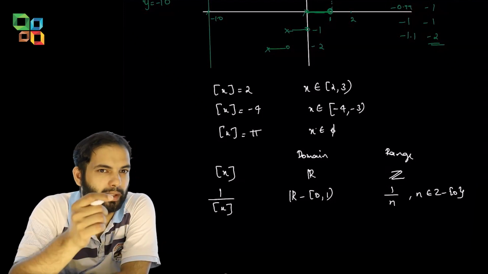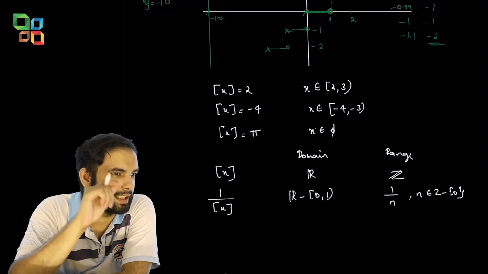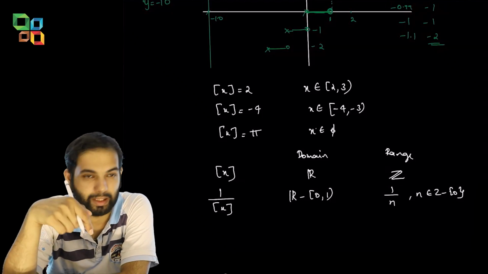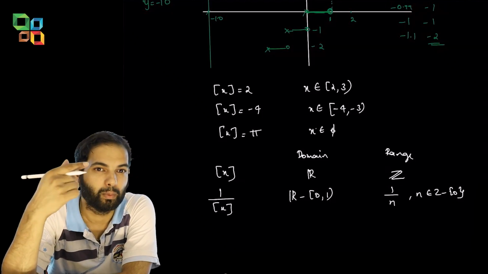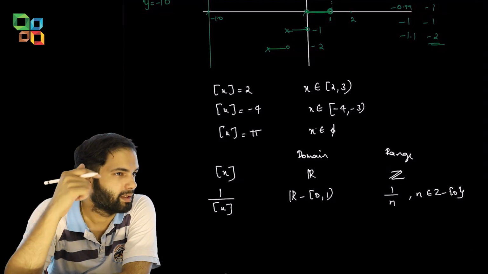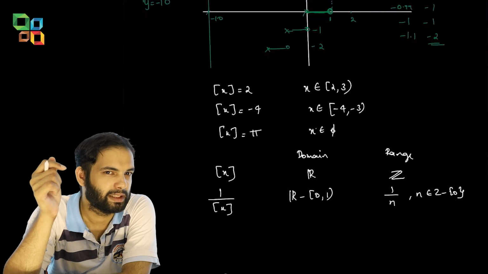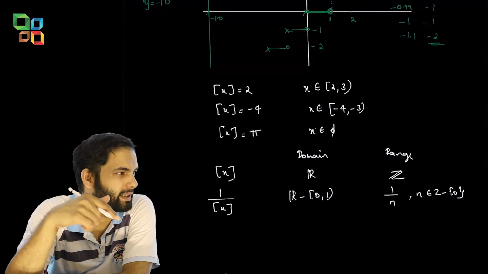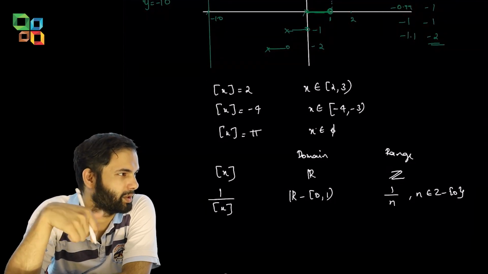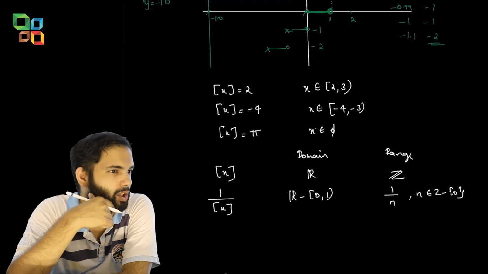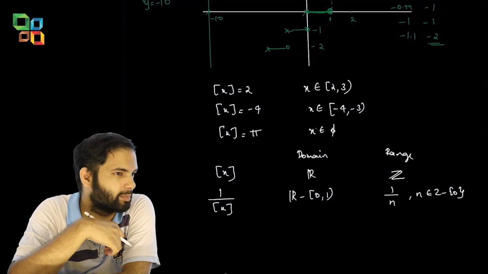You can write 0 to 1 only when it's continuous. If it's taking particular points, so what are the range? Range is 1, then 1 by 2, then 1 by 3. Between 1 and 1 by 2, it won't take any other value. Is it clear? Similarly, you'll get the negative side. So easiest way to write is in this form. Okay, you need not always get intervals. You can get something specific like this.